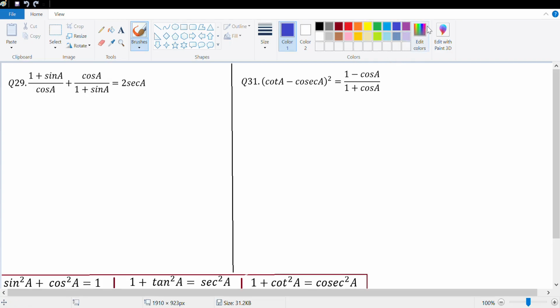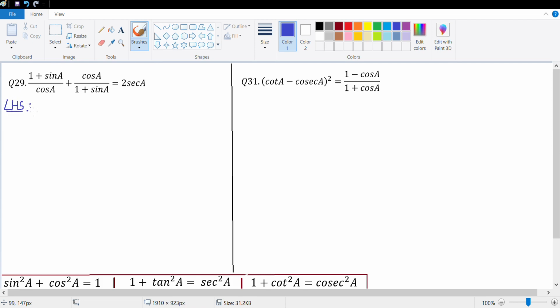Hi guys, let's look at the next question. The next question that we do is question number 29. It says (1 plus sin A) upon cos A plus cos A upon (1 plus sin A), and on the right hand side we have 2 sec A. So again the left hand side looks more complicated than the right hand side, so let's start working with the left hand side.